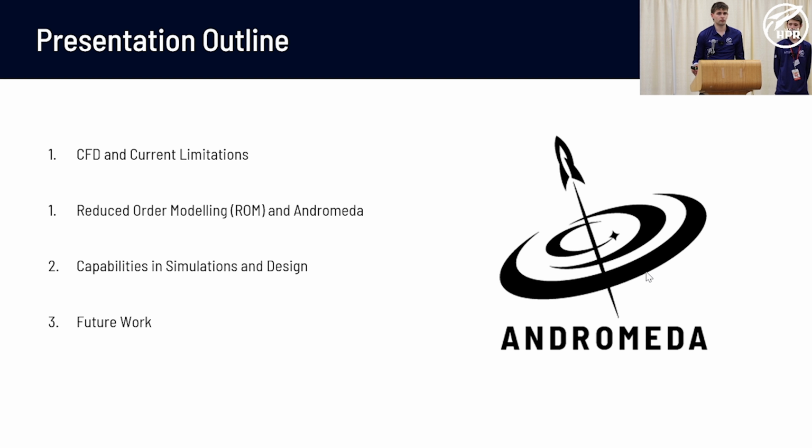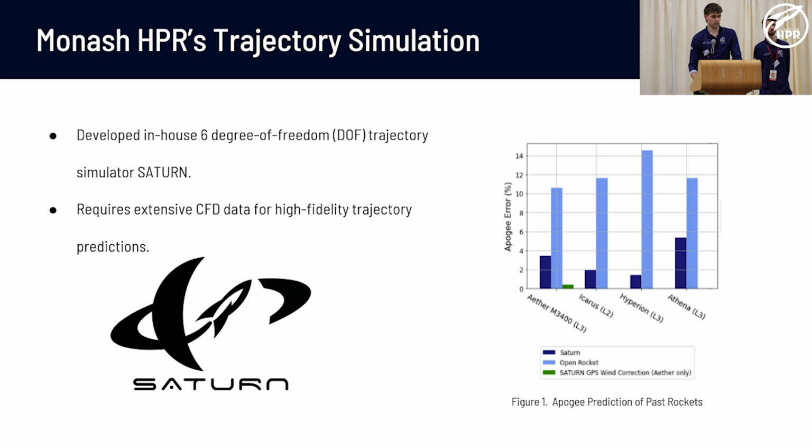Great, so just a brief overview of what Monash HPR Rocketry does in terms of trajectory simulation. We have an in-house developed 6-degree of freedom trajectory simulator called SASN, and this requires extensive CFD to get high-fidelity trajectory simulations. As you can see in the figure, SASN in the dark blue has significantly outperformed open source software since its inception. And this is mainly because of the drag database that it's produced.